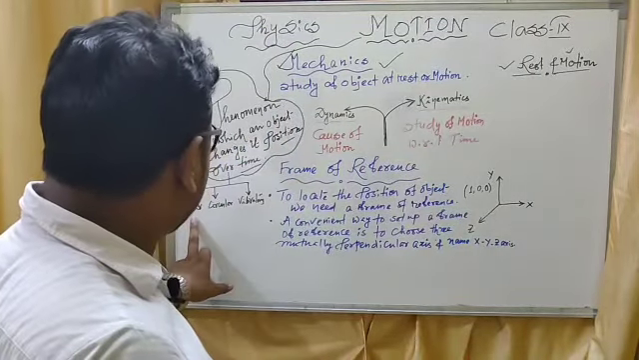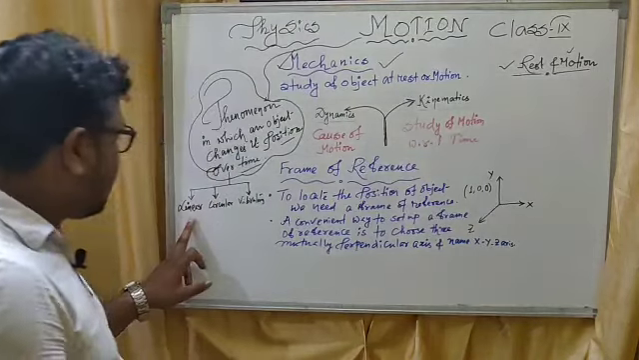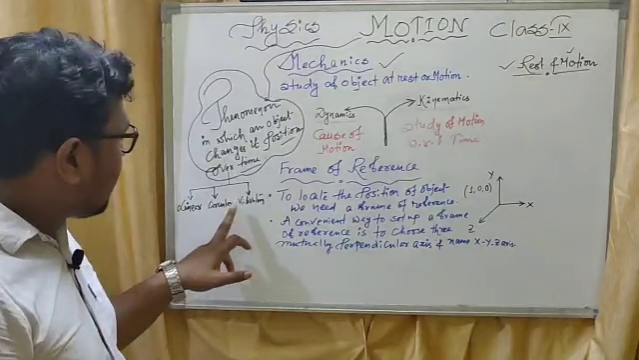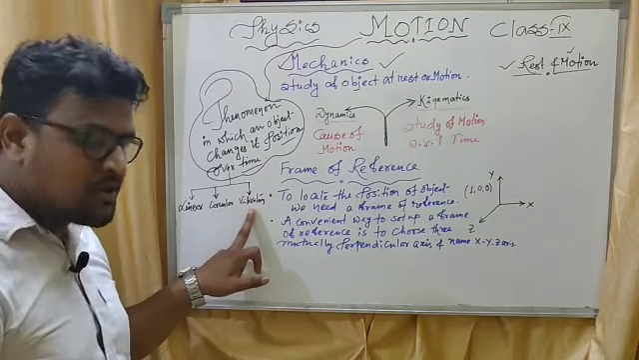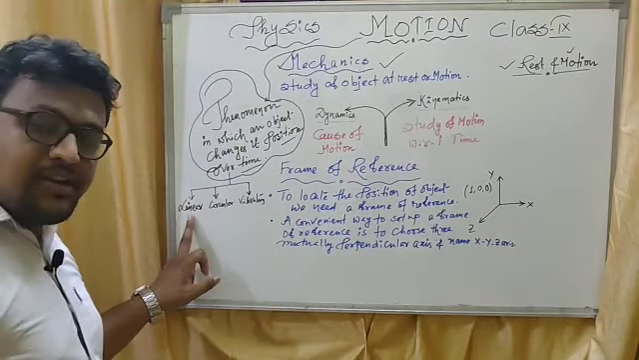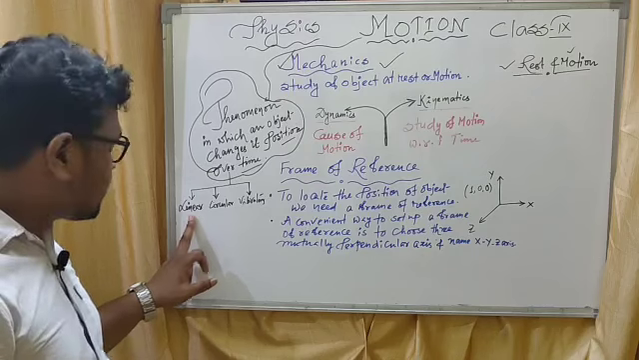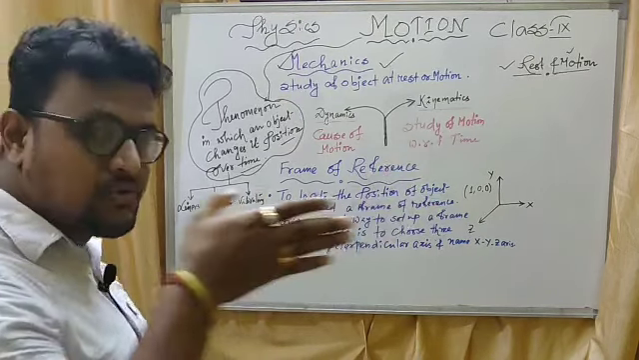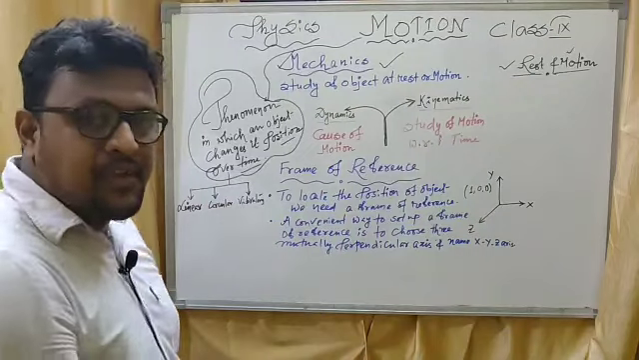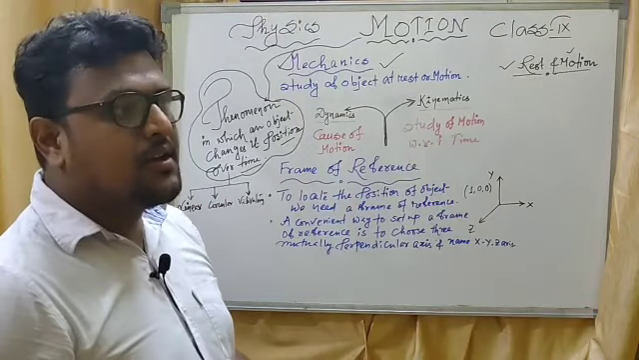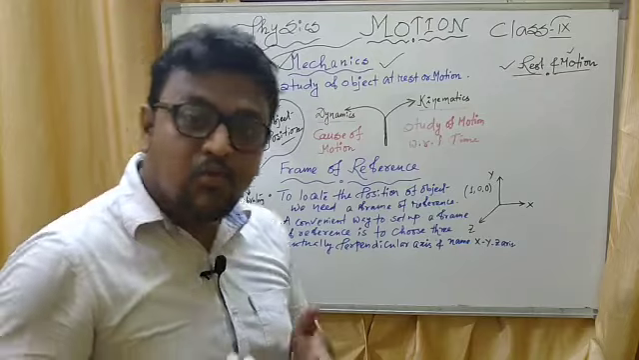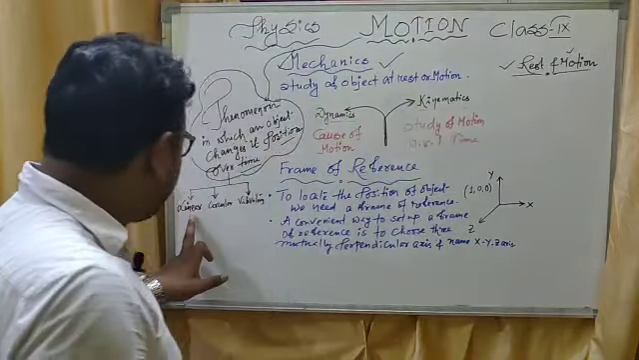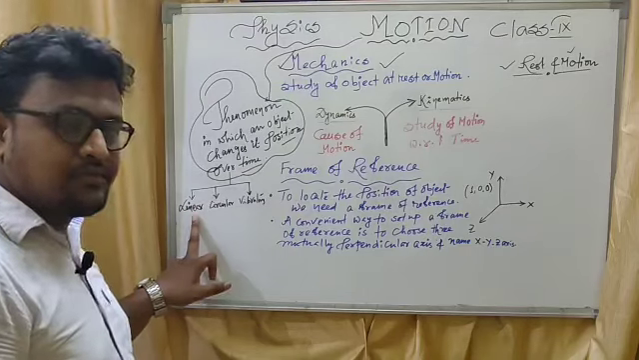Motion can be divided into three parts. One is linear motion, another is circular motion, and the third one is vibratory motion. So what is called linear motion? Linear motion means when an object is moving in a straight direction. For example, a bus is moving in a direction. That is nothing but the concept of linear motion.